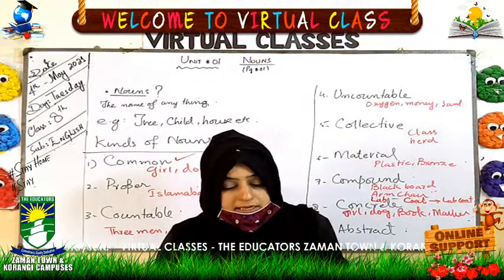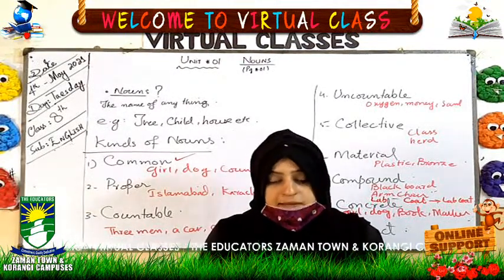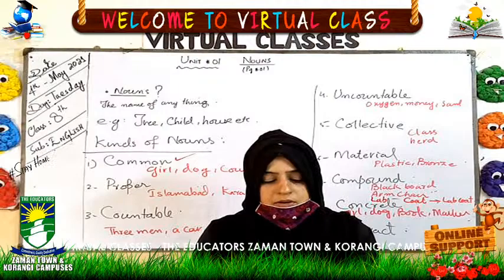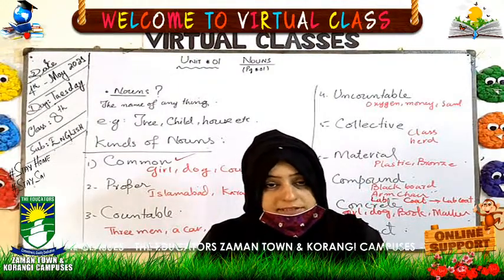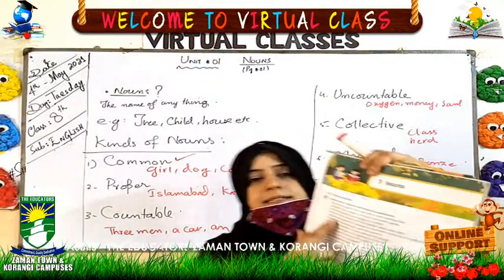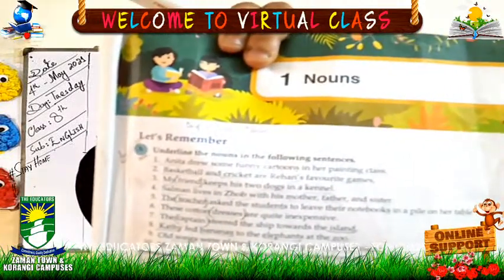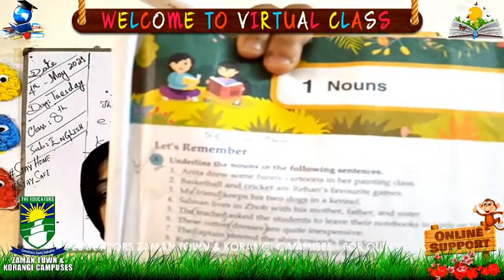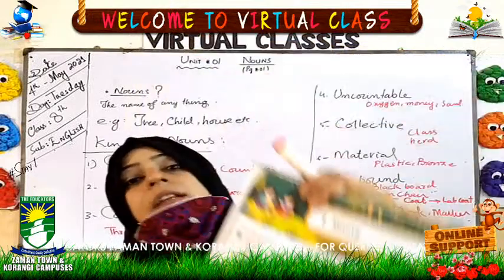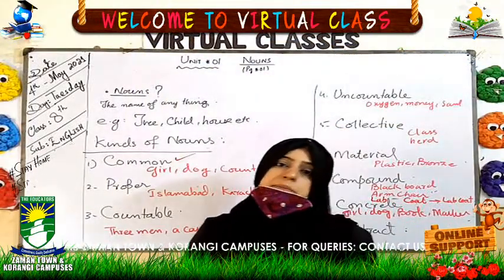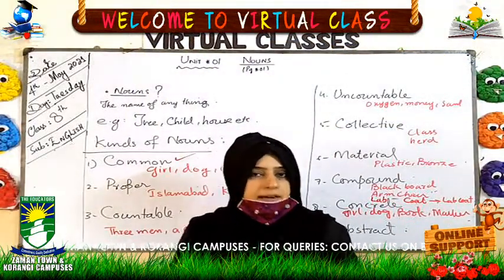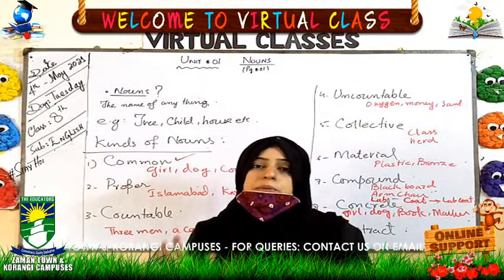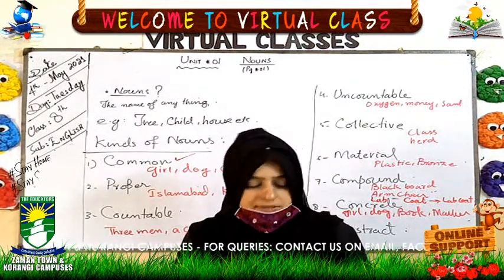Now let's start our exercise first. Exercise A. Underline the noun. I am reading the question. Underline the nouns in the following sentences. Here 10 sentences have been given in exercise A, and in these sentences we have to find out the nouns. Okay, underline them. We do not have to identify their kind, we just have to underline them, wherever the noun is present in the given sentence.